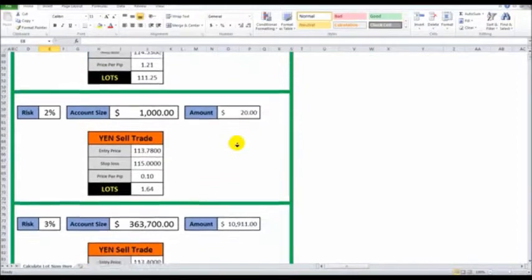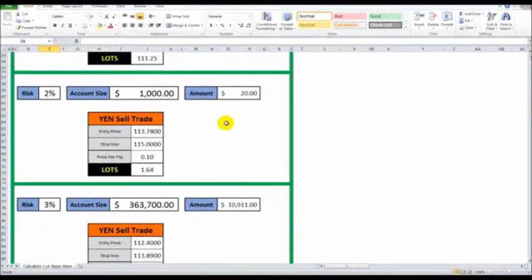So let me go ahead and pull up, let's say that we've got a trade that we're risking 2% and it's a $1,000 account. So we know that that amount that we're risking is $20, right? Now, let's say that we're going to sell the yen, and we're going to sell it at 125 even, and the stop loss is at 126.50.